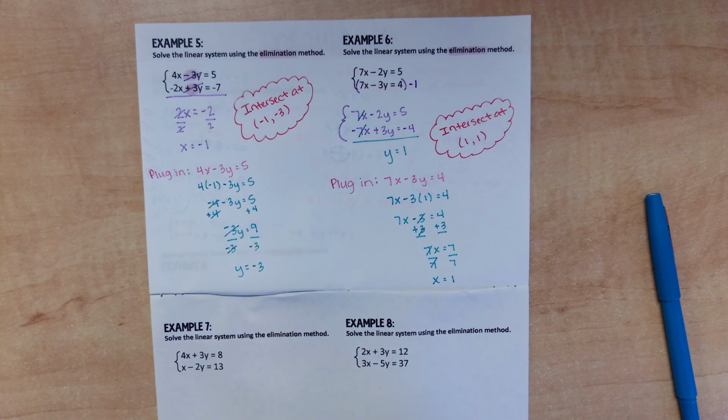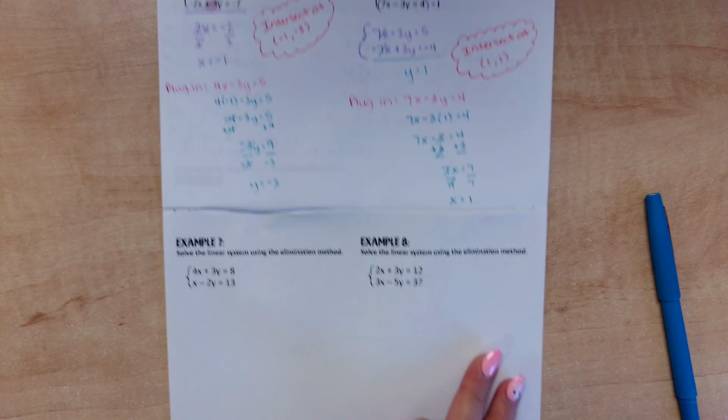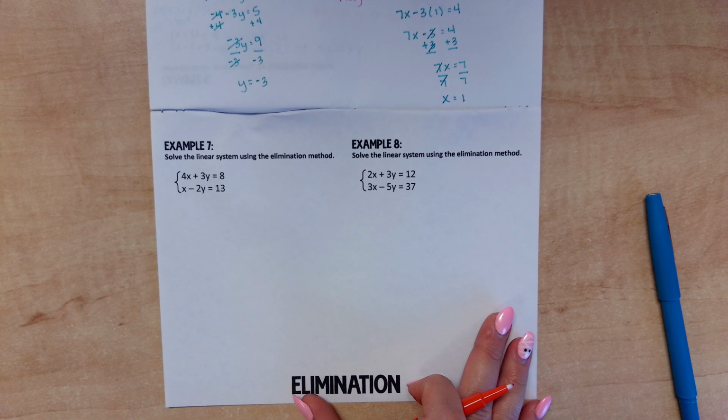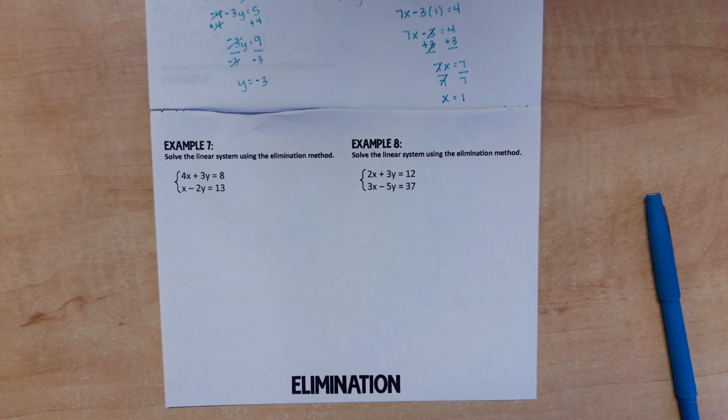Okay, I want you to attempt number 7. Remember the goal, or example 7. The goal is to have 0 pairs that will allow you to eliminate. Try example 7 and come back.